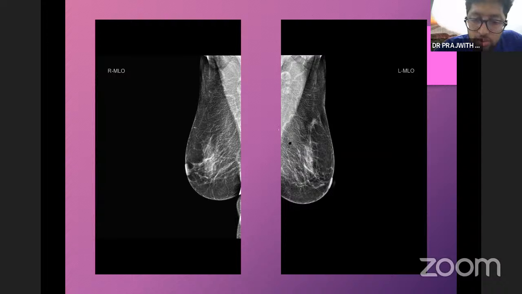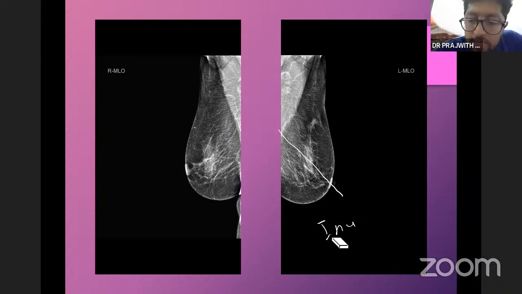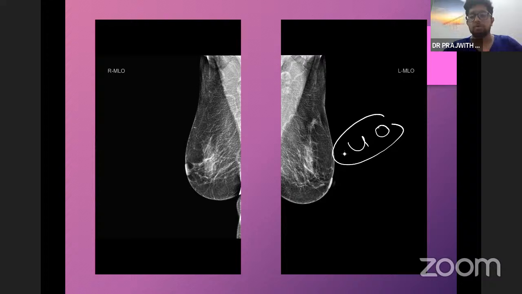So in this, where is it? This will be the nipple and this will be the breast. So this will be superior, this will be inferior. Superior, outer quadrant. Good, you picked it up. This is the lesion. So it is seen in the upper outer quadrant. Good. You are doing well. So you saw an ill-defined breast lesion with ill-defined surface, spiculated margin, in the upper outer quadrant.